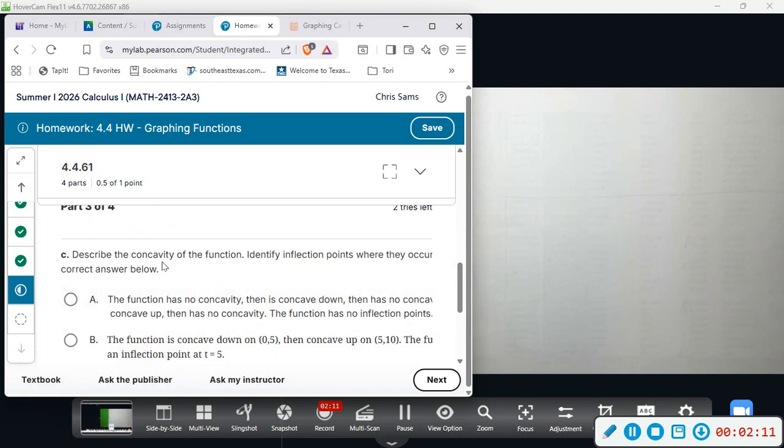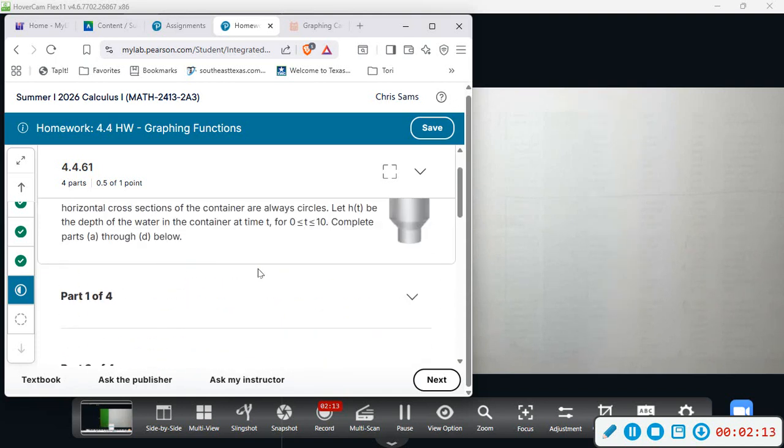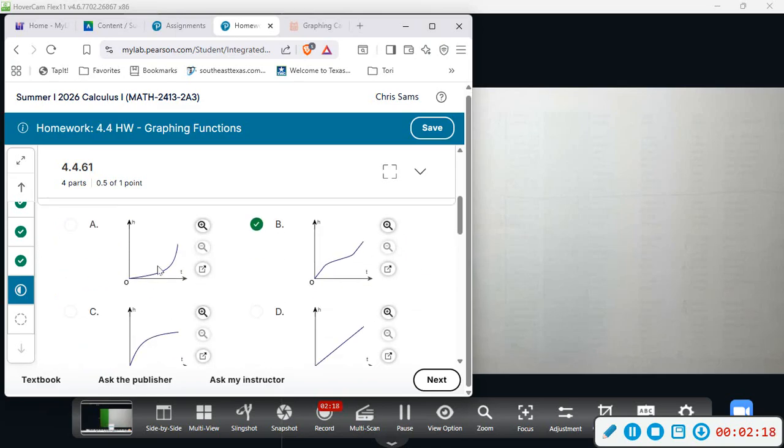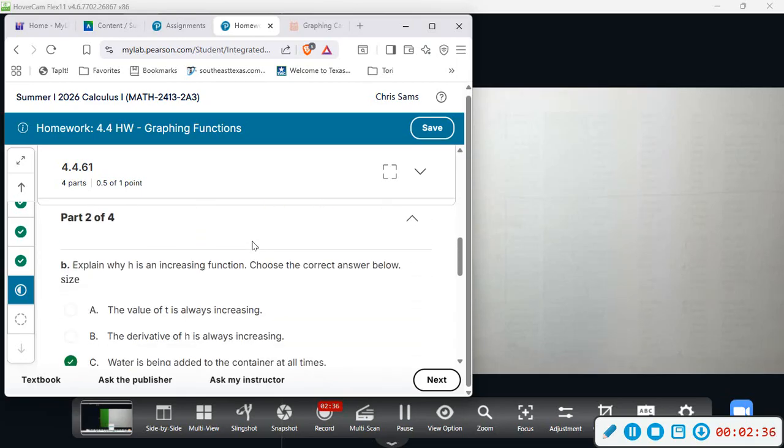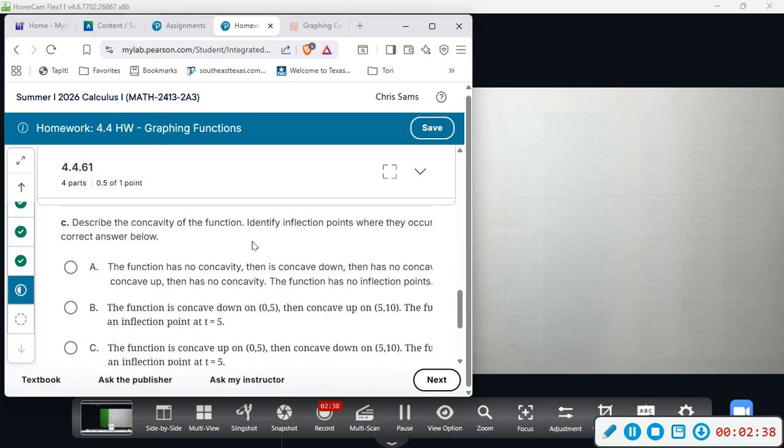All right, part C, describe the concavity. So if we look at this graph, unlike these where it's concave up and concave down, doesn't really look like there's anything. There's a part here that could be concave down, and then this little section over here could be concave up, but these linear parts don't really have concavity. So it says the function has no concavity, then it's concave down, no.